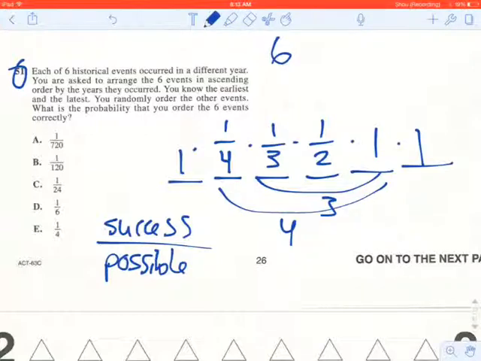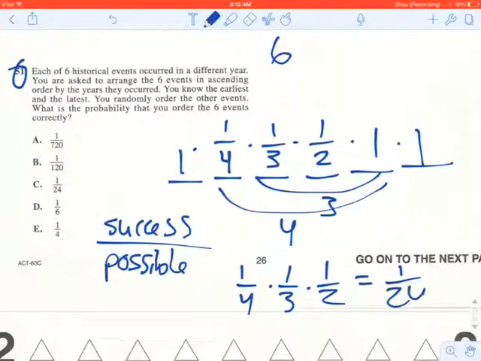So we've got really what breaks down to 1/4 times 1/3 times 1/2. 4 times 3 is 12, times 2 is 24, so it's 1/24. So, see, we've got a 1/24 chance of ordering those 6 events correctly.